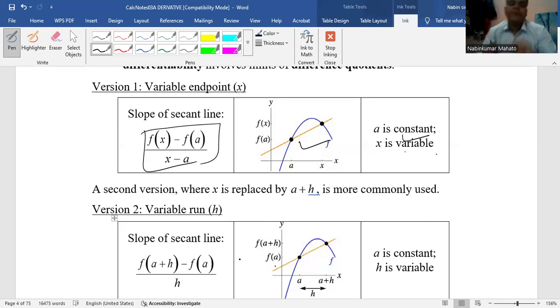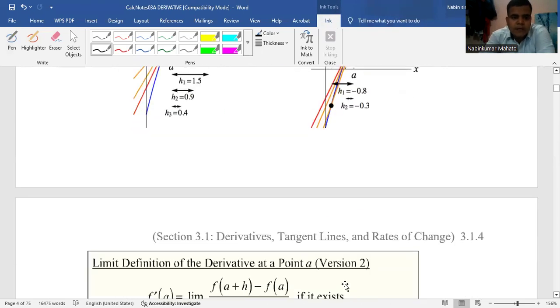The slope of the secant line is f(a plus h) minus f(a) over h. This is the variable run. Here a plus h is the x point, because h is the run. The rise is f(a plus h) minus f(a), and the run is h. These are the formulas.